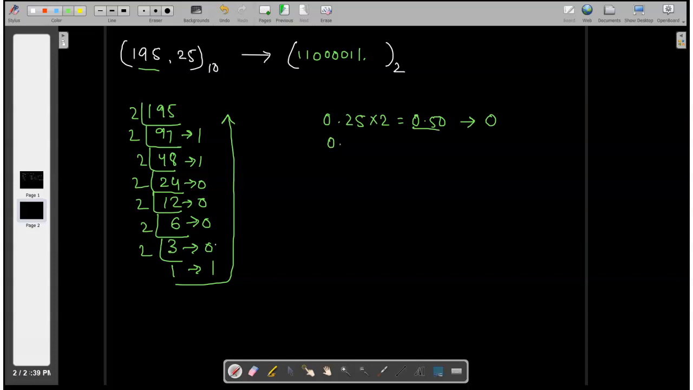Then we take this 0.50 and multiply it with 2. What do we get? 1.00. So what is before the decimal point? 1. Now when you get a number like this, like 1.00, there's nothing after this decimal point. If you take 0.00 and multiply it with 2, you'll get the answer as 0. Okay, so we stop here and 0, 1, LSB to MSB. So this will be your answer. Clear all of you? Okay, so this is what I wanted to explain you guys before I start binary to decimal and other number systems to decimal.